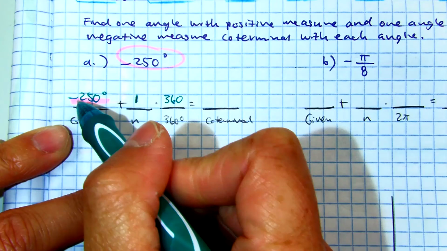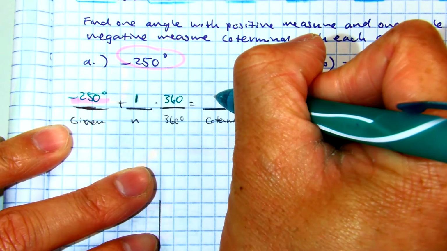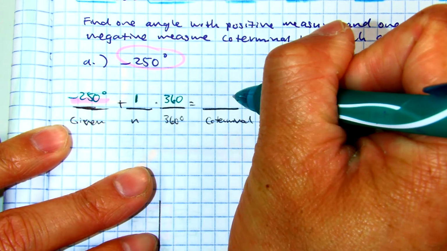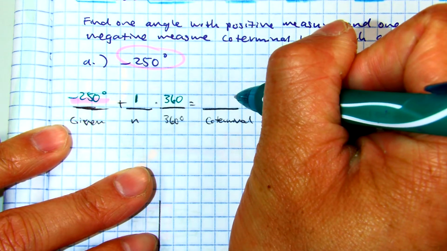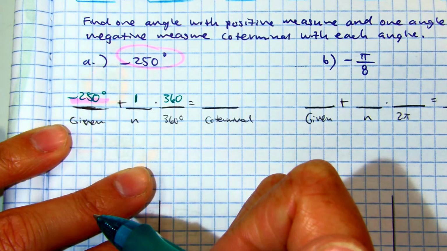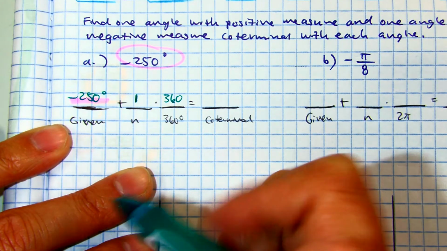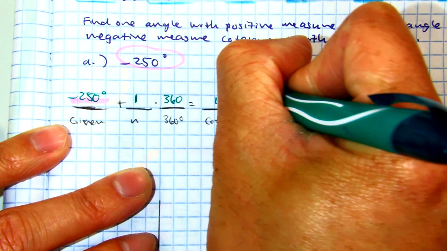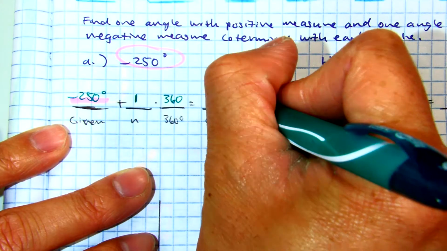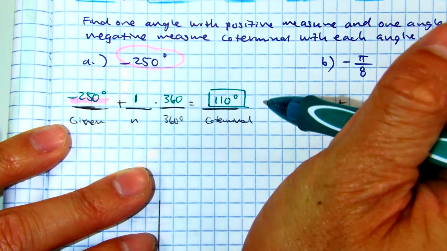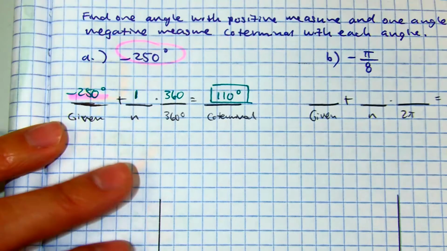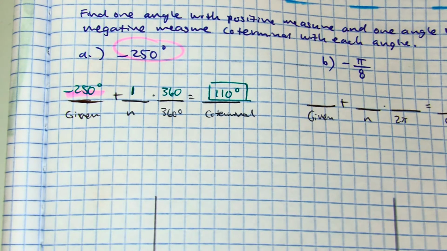Negative 250 plus 360. Feel free to use your calculator. 110 degrees. Class, is this a positive angle? Yes, that works. There are lots of answers, right? Because you could just keep adding 360 to get a positive number, but this is the smallest one. Raise your hand if you got something like that. Good.